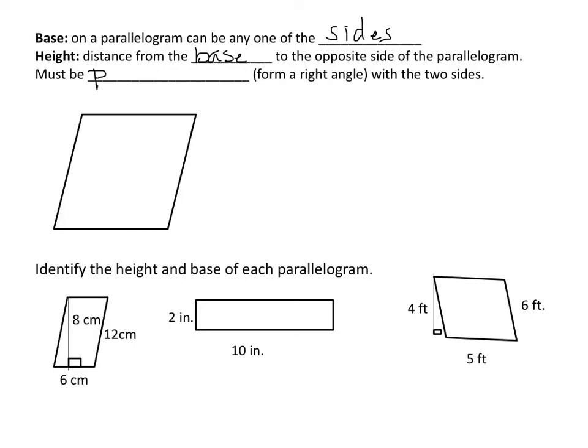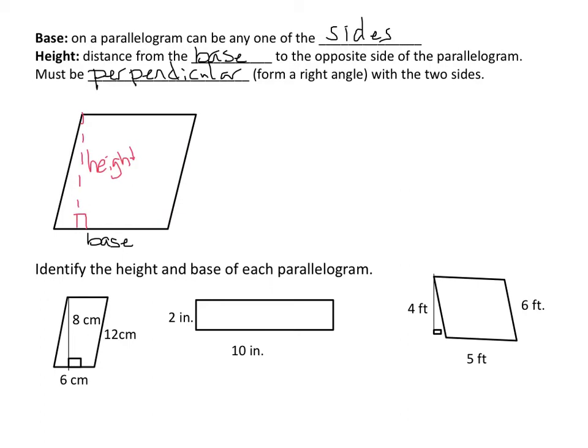And it must be perpendicular or form a right angle with the two sides. So if we have my parallelogram over here, if I make this my base, then what happens is we drop down a side that forms a 90-degree angle, and that would be our height. Because we can't use the length of the side here, because it's tilted, so it doesn't give us the true height.